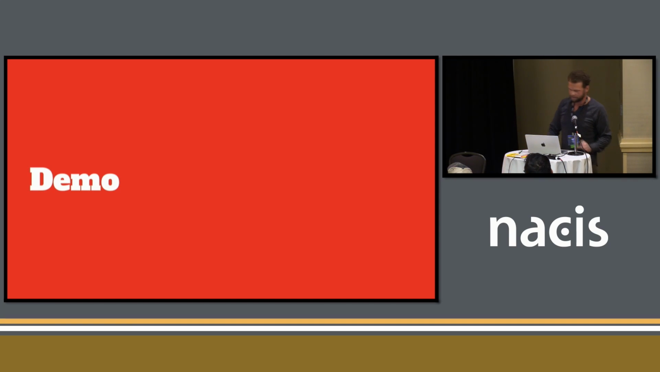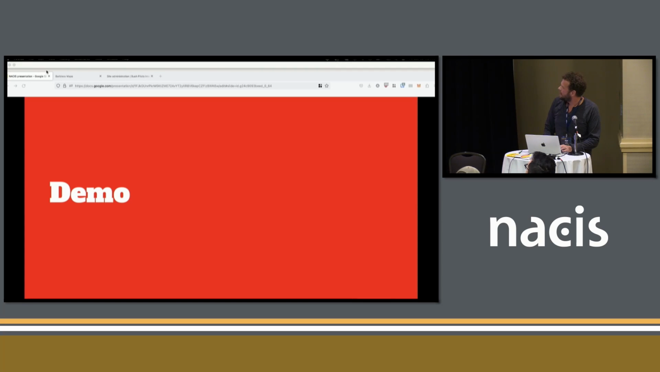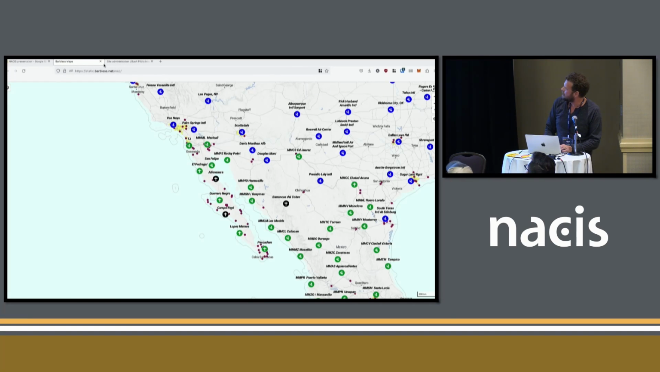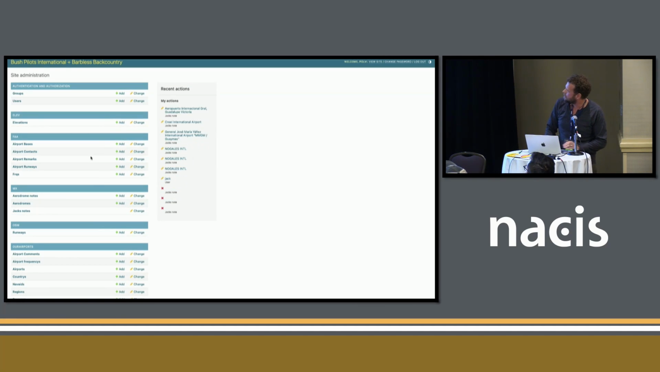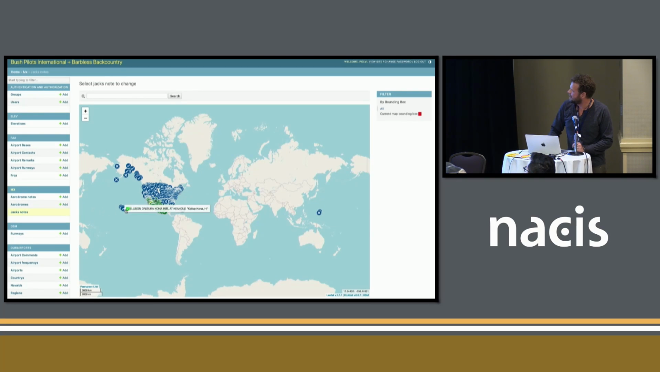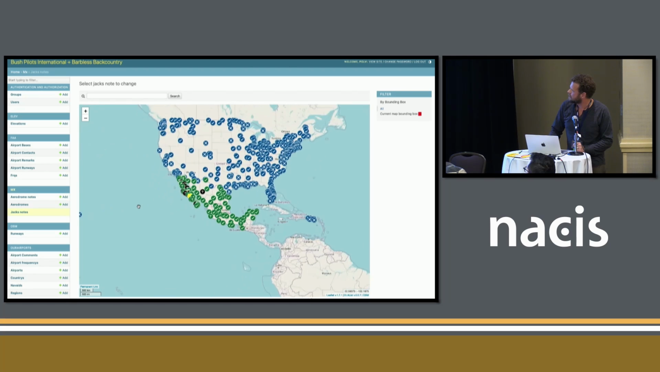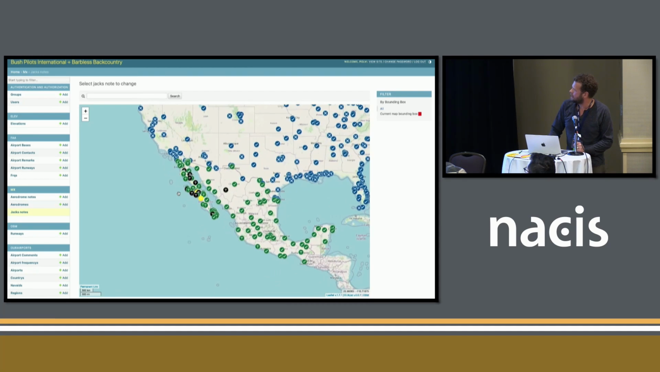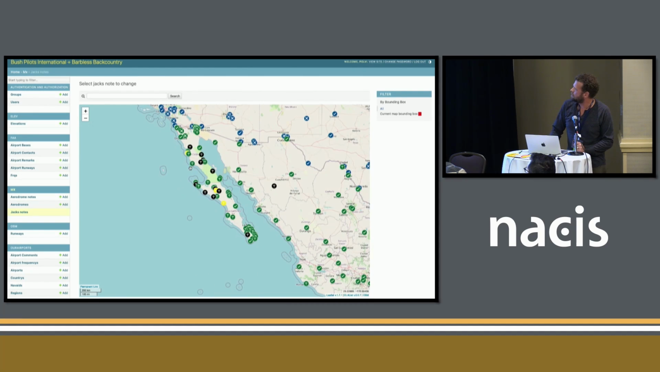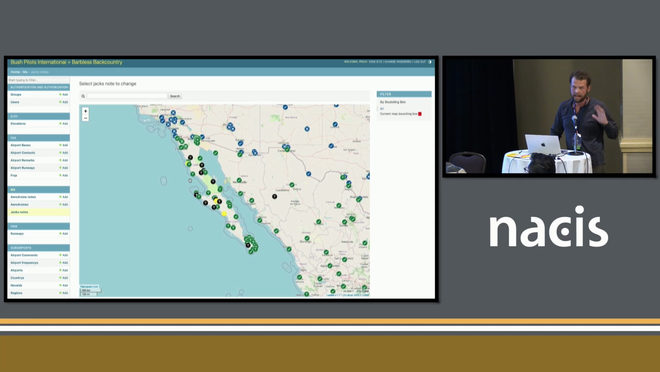So, all right, we'll flip over to this. First I'll just show you, that's the map. The back end, Jack's notes, you'll see is the object here. Let's have that load. So this is a Django tool. This is our back-end admin interface for managing all this data.